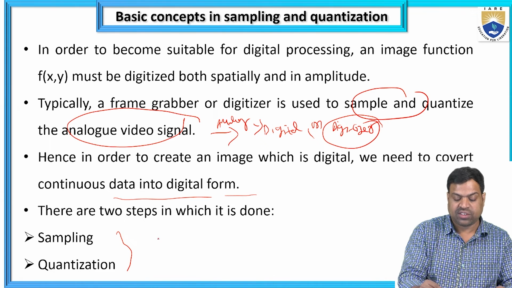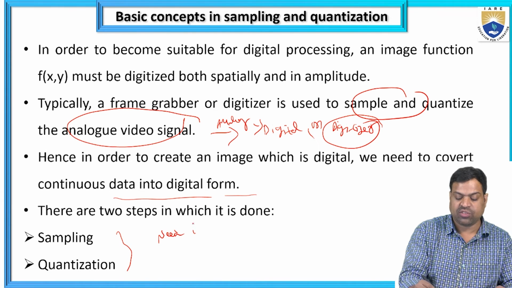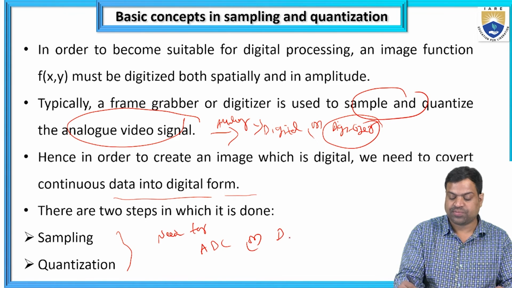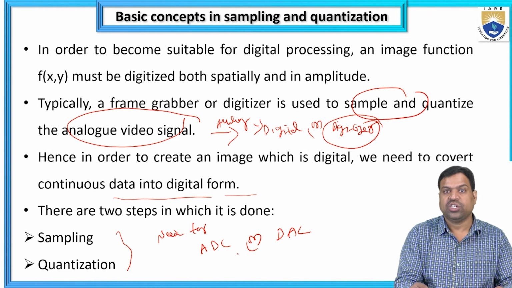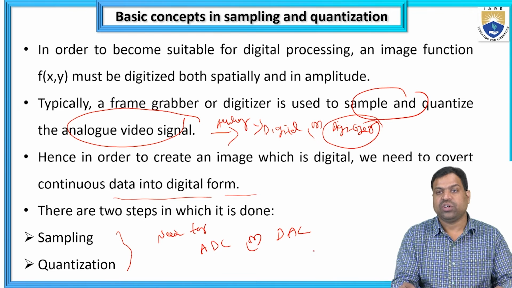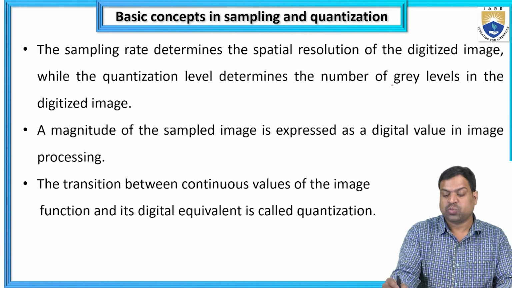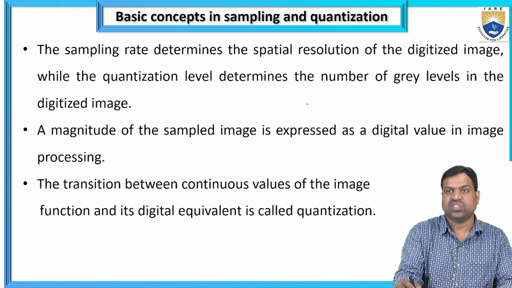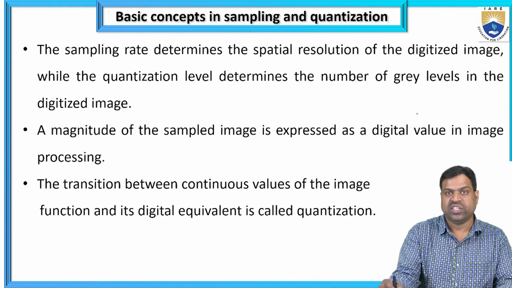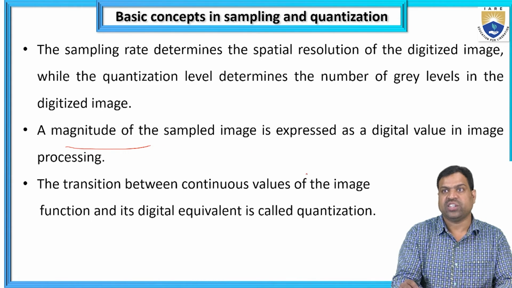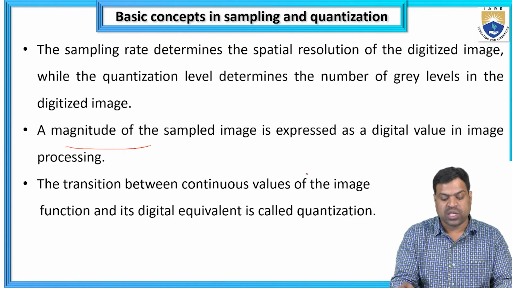So what is the need? Sampling and quantization are needed for ADC or DAC, meaning analog to digital conversion or digital to analog conversion. The sampling rate determines the spatial resolution of the digitized image, while the quantization levels determine the number of gray levels in the digitized image. The magnitude of the sampled image is expressed as a digitized value in image processing.